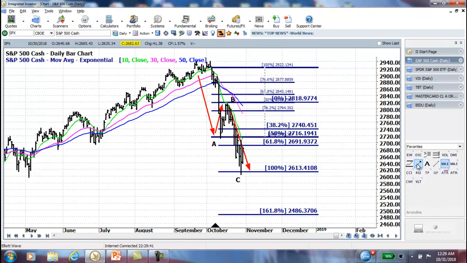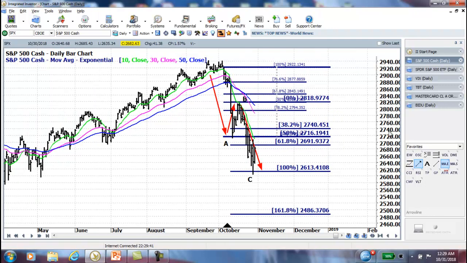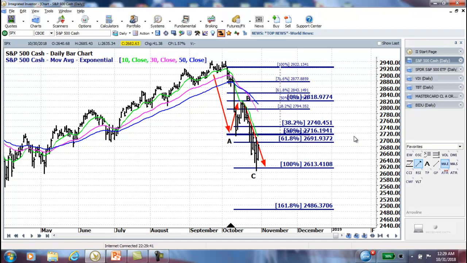I know the chart's getting a little bit busy, but I kind of like it when we have all this stuff on here. But right there, we're not too far away from that, so that's intact. In other words, we don't need to move up, down, or sideways.